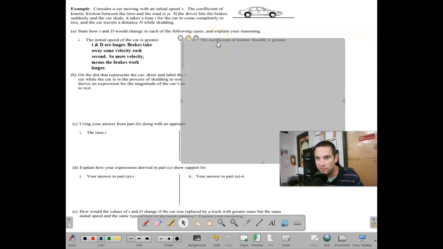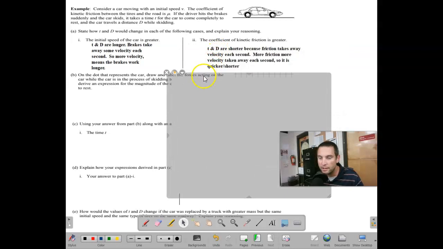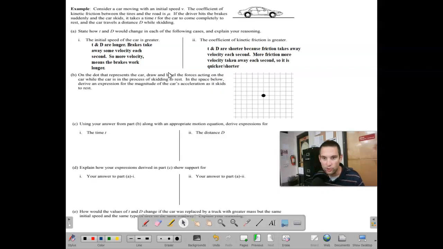Next up, the coefficient of kinetic friction. What happens if the coefficient of kinetic friction is greater? If that happens, then T and D are shorter because friction takes away some velocity each second. More friction means more velocity taken away each second. So it happens quicker or shorter.